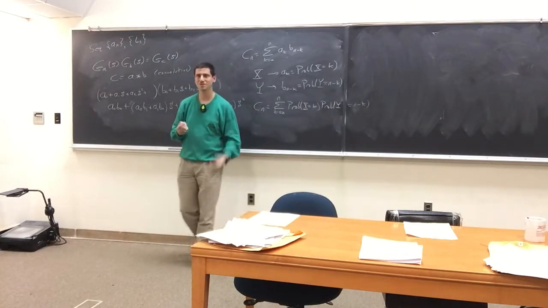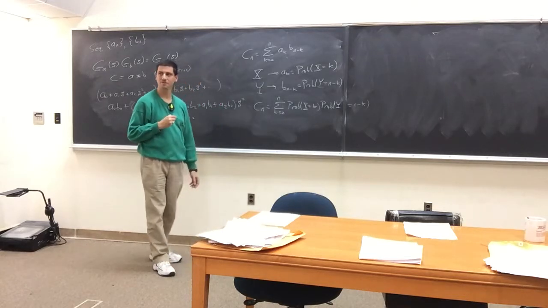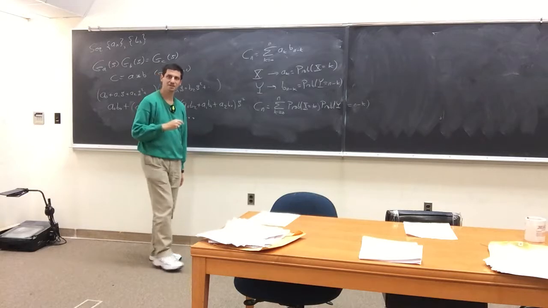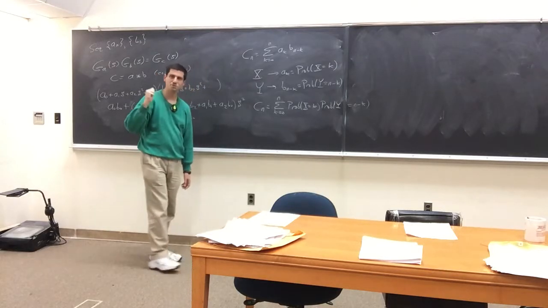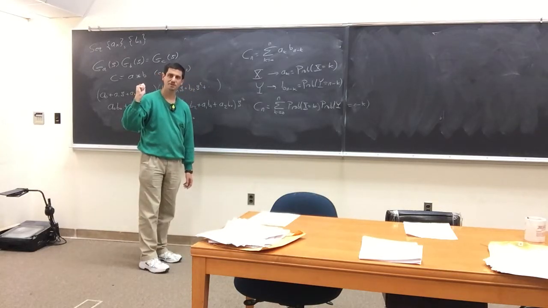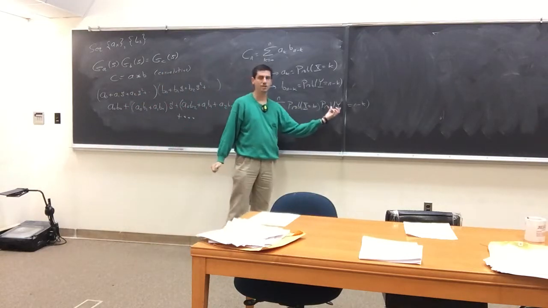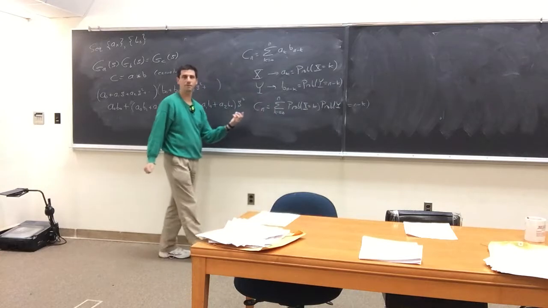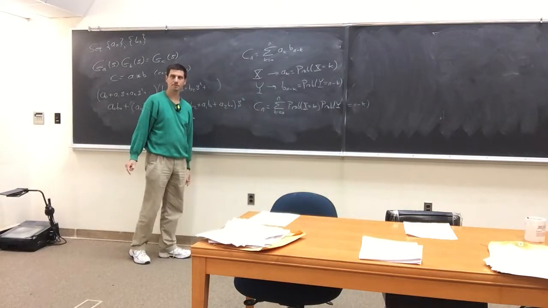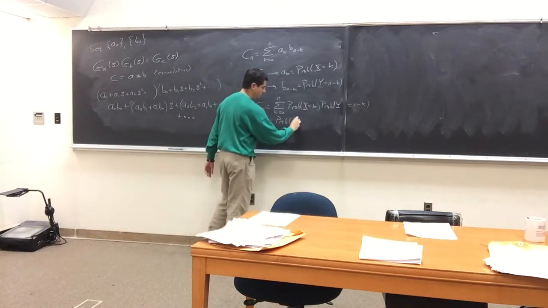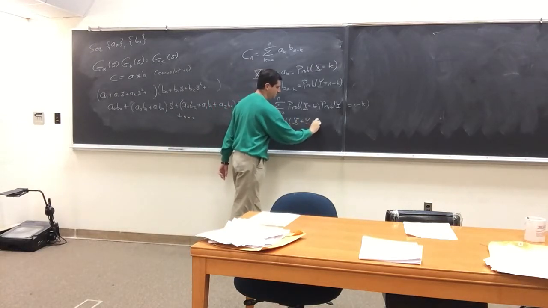What's the fast way of saying what the sum equals? X plus y. Almost. X plus y equals... This is the probability that x plus y equals... what number? N. This is just the probability that x plus y equals n.